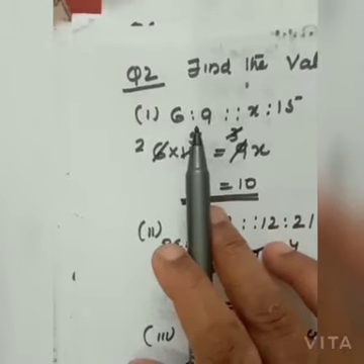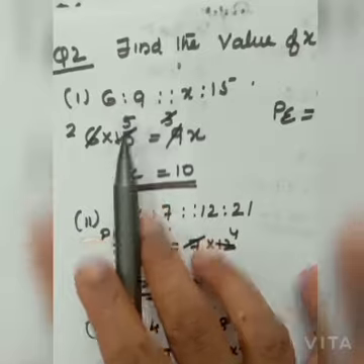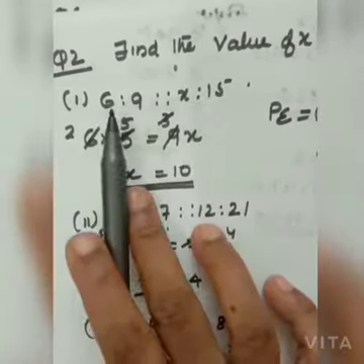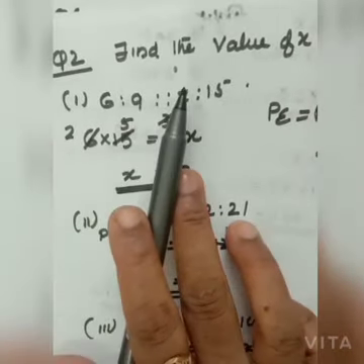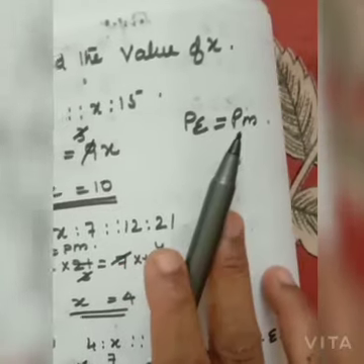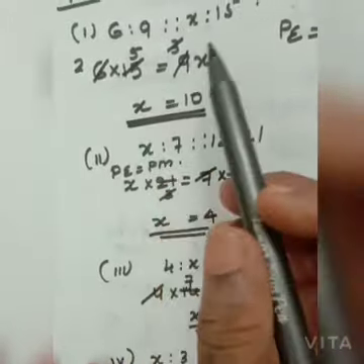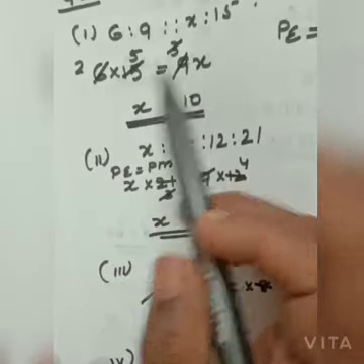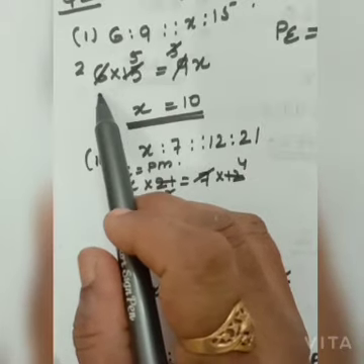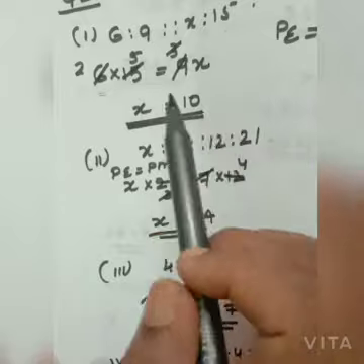You use the formula: 6 ratio 9 proportion x ratio 15. 6 ratio 9, product of extremes: 6 into 15 equal to 9 into x. Cutting, you will get x equal to 10. Product of extremes equal to product of means. Cutting, children, I am cutting left hand side and right hand side. You can take 9 to here also. Here 9 multiplying, this 9 will become divide here. Like that also you can cut. I am cutting left hand, right hand.